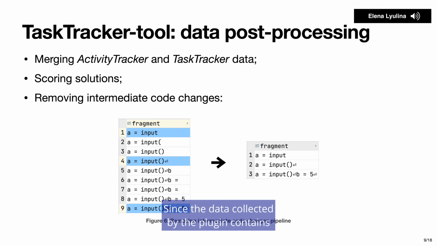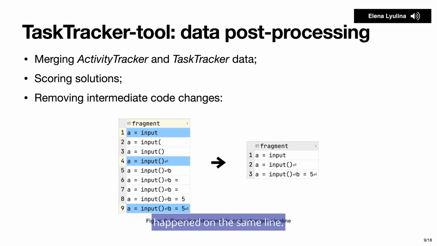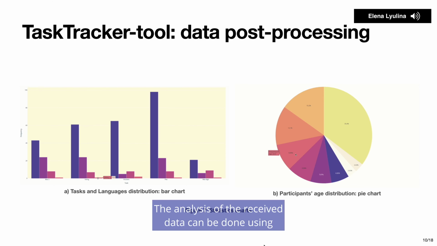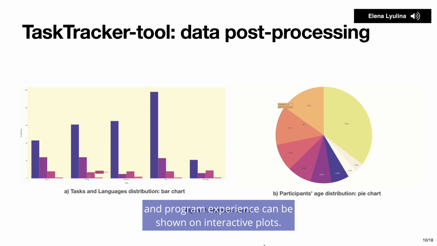Since the data collected by the plugin contains every code change, one may not necessarily need such fine-grained data, so it can be filtered. For example, by removing all intermediate changes that happened on the same line. The analysis of the received data can be done using a visualization module of the post-processing tool. For example, various statistics of tasks, languages, age, and program experience can be shown on interactive plots.